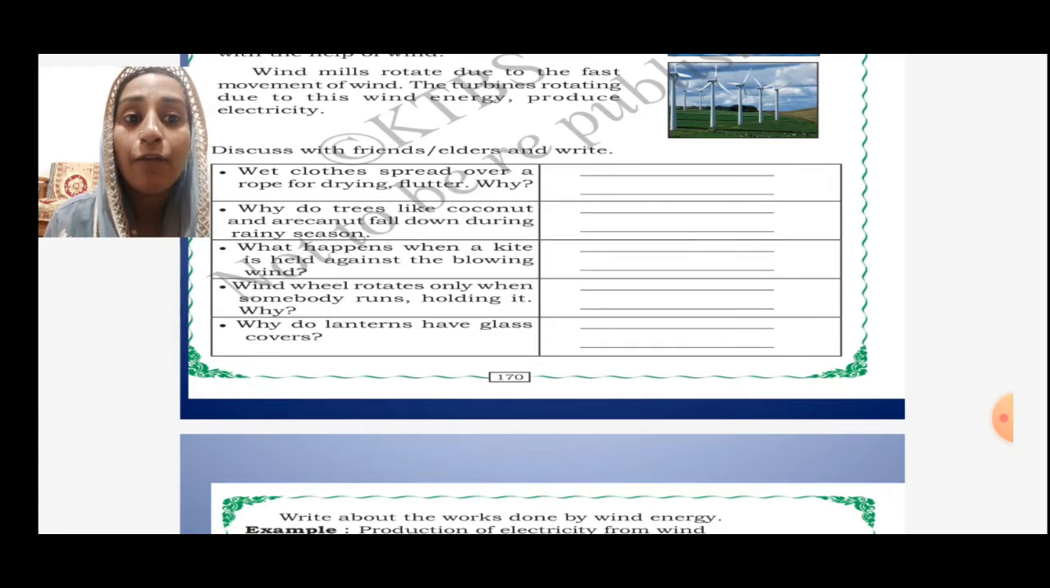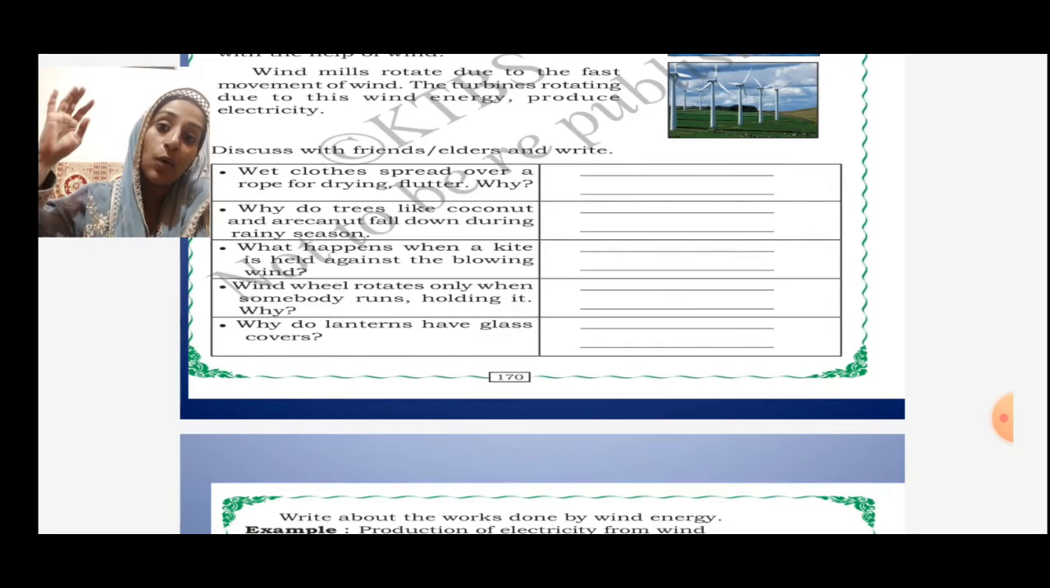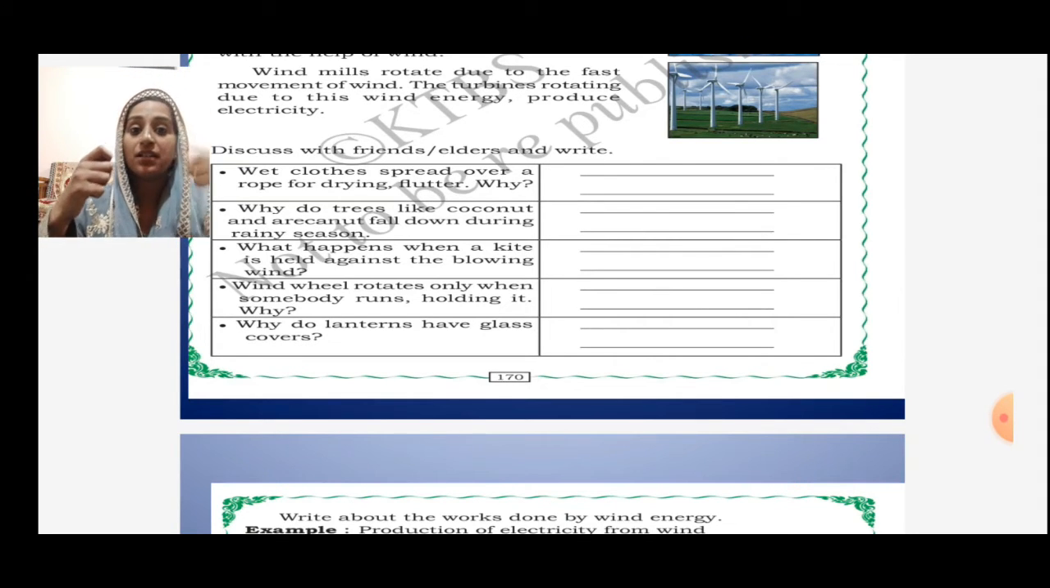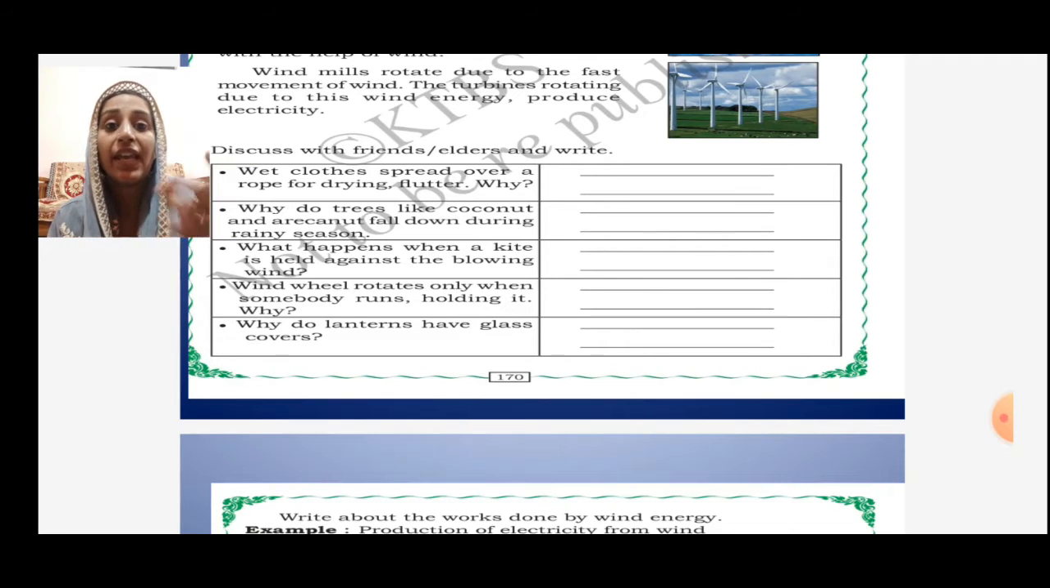What happens when a kite is held against the blowing wind? It will go above and above with the help of the wind. A wind wheel rotates only when somebody runs holding it. Only when we run, wind starts flowing. Air gets energy and hence it rotates. If we move, air also moves with us. With however much speed we move, that much speed the air also moves, and the wheel starts rotating.